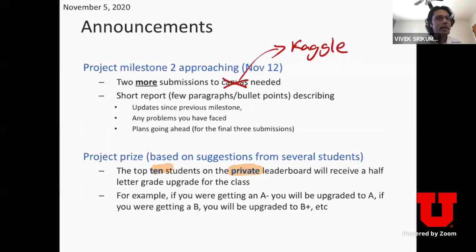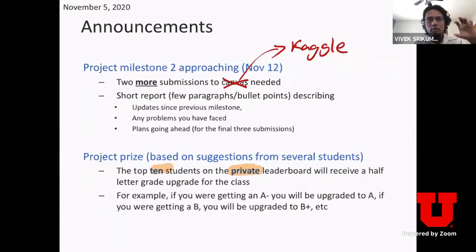And since the whole game of machine learning is generalization, I'm going to use the private leaderboard for deciding who gets the letter grade upgrade. And I think when I checked last, the list of students at the top 10 of both the leaderboards is basically the same, so I don't think that's too much of a concern. There will be an announcement about this on Canvas also.